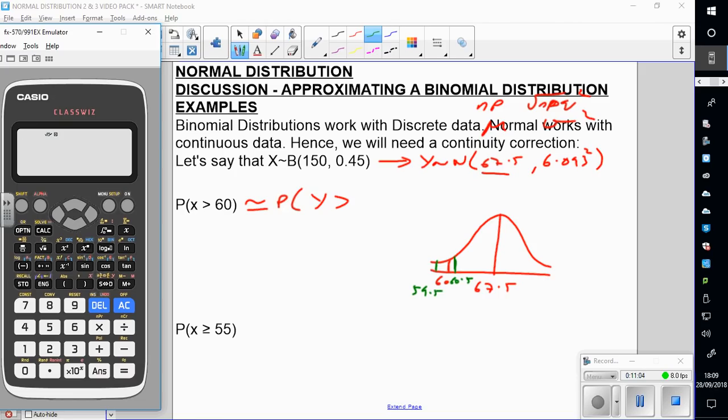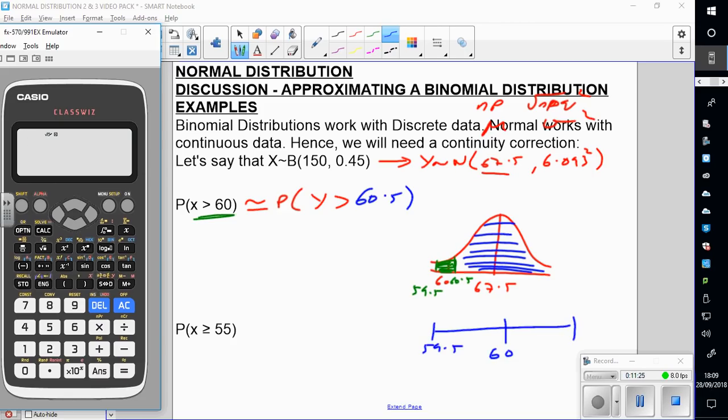So if I want to find bigger than 60, remember 60 is this whole section here. So what's bigger than 60 is everything larger than 60.5. Okay, so everything larger than 60.5. And sometimes I like to do this, like this is 60, 59 point... so if I was doing a practical question, this is how I would lay it out.